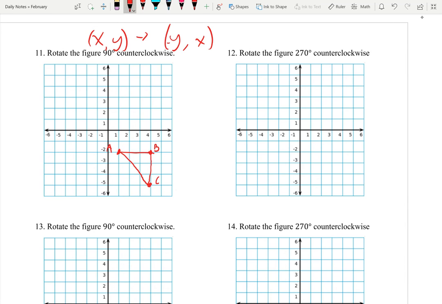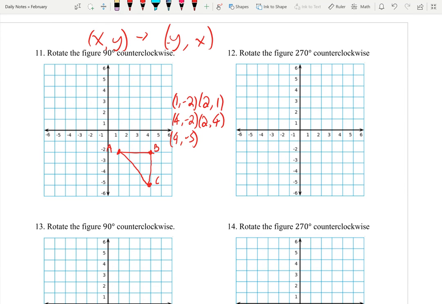But let's see. So we have A is (1, -2), B is (4, -2), and C is (4, -5). So if we translate according to that rule that I think I've got correct, then this would become (2, 1), which would be here. Oh, I'm sorry, messed that up. Would be here. There we go. (4, -2) would become (2, 4).